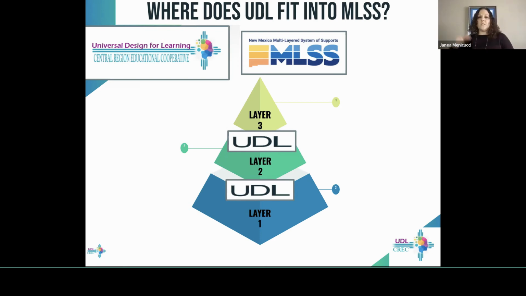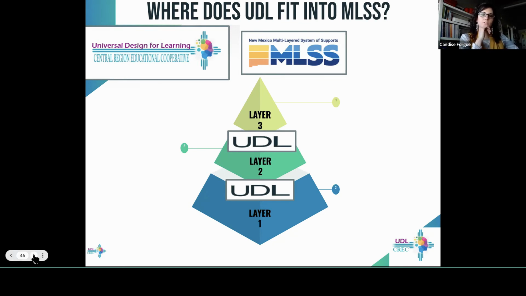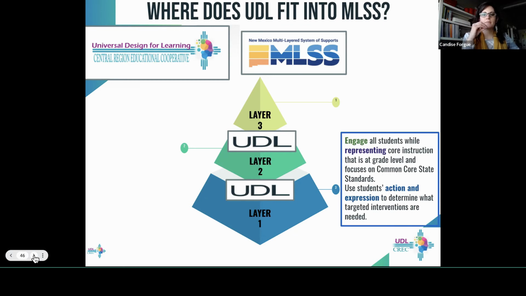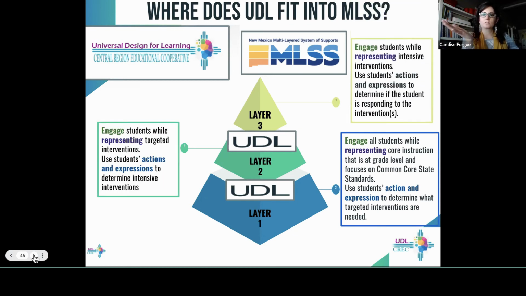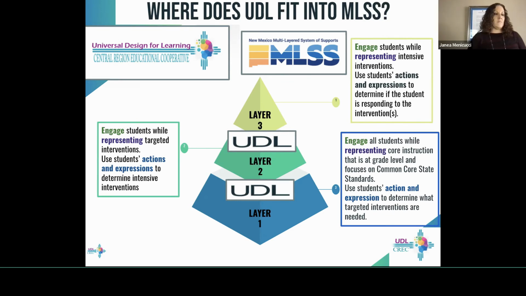So sorry, this got jumped out of order, but no, we can touch on UPAR. It really ties into this well, because multi-layered systems of supports really looks at that data, and UPAR is a nice form of data that we can bring to those PLCs through MLSS. And you can see there layer 1, layer 2, and layer 3, and how UDL fits nicely in all of those layers, because what you're doing is you're trying to adapt for all students, and therefore you're not having to, like I said earlier, later fill in those gaps with them.